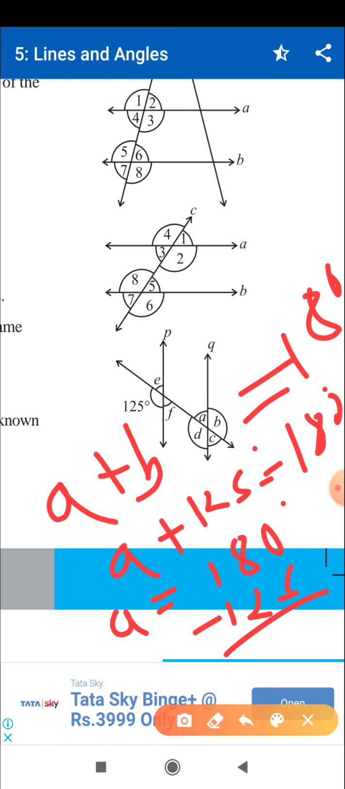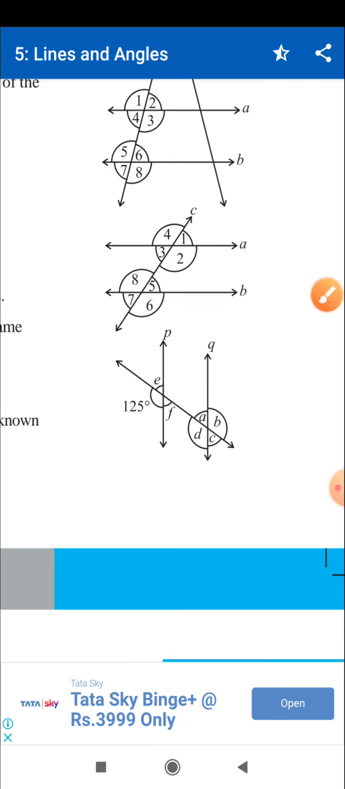After subtraction we have 55 degrees. So we have the value of A is 55 degrees. Now it is clear from the diagram that A and C are vertically opposite to each other. So the value of C is the same as the value of A. So the value of C is also 55 degrees.